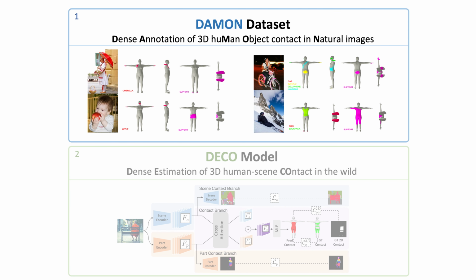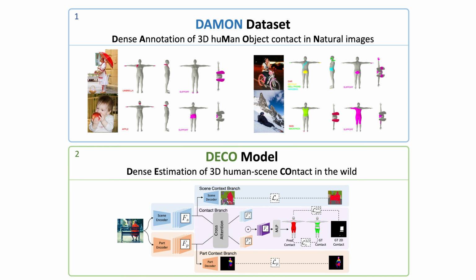First, we collect a new dataset called DAMON with 3D contact annotations for images using a novel 3D labeling tool. Second, we train a novel 3D contact detector called DECO that takes a single image as input and produces dense contact labels on the 3D body mesh.